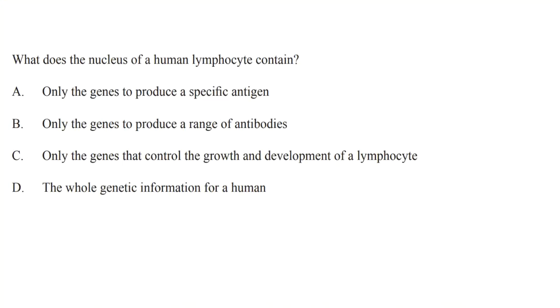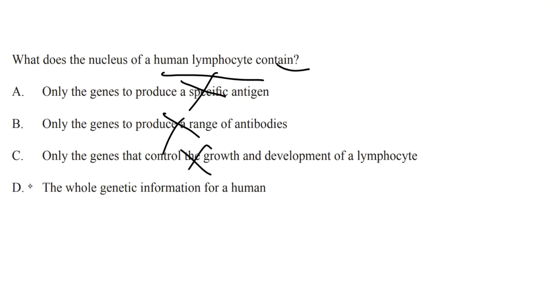What does the nucleus of a human lymphocyte cell contain? Lymphocytes are blood cells, right? And they're more to do with the tertiary, third line of defense. Human lymphocytes don't have genes for antigen, they produce antibodies. Range of antibodies, no. Each lymphocyte contains one antibody gene. Whole genetic information, maybe. Only genes that control growth and development, no.